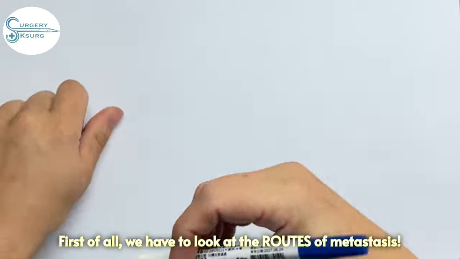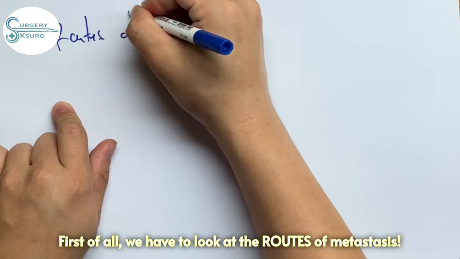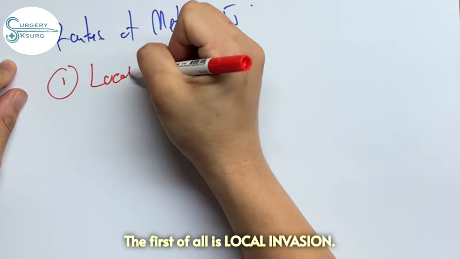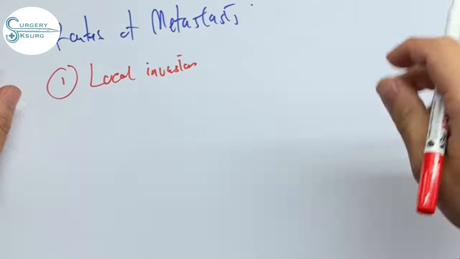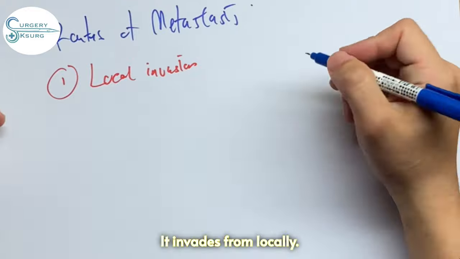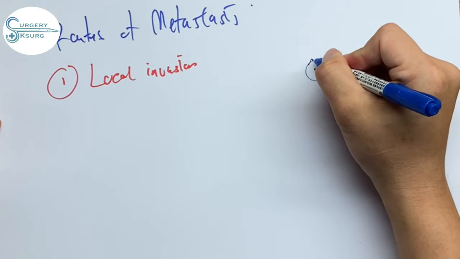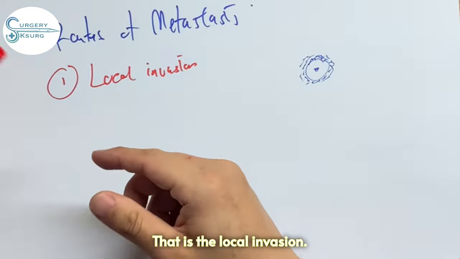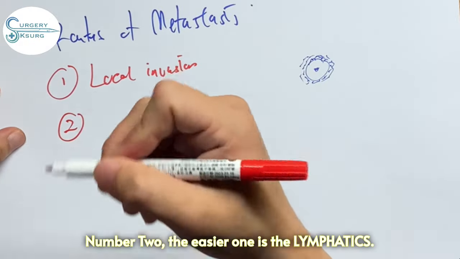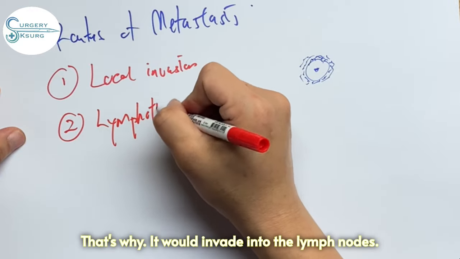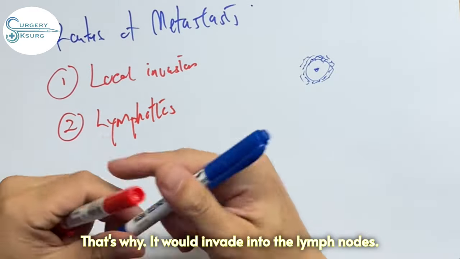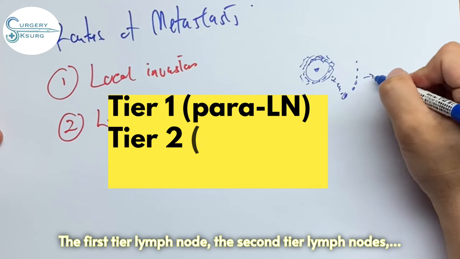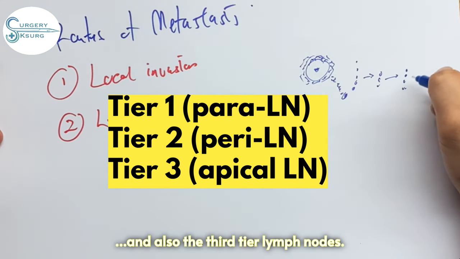First of all, we have to look at the routes of metastasis. The first is local invasion. Let's say this is a cancer cell, and it will invade the local surrounding tissues. That is local invasion. Number two, the easier one, is lymphatics. It will invade into the lymph nodes: the first tier, the second tier, and also the third tier lymph nodes.